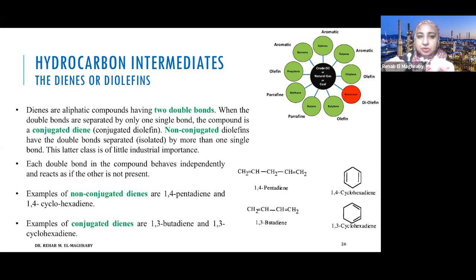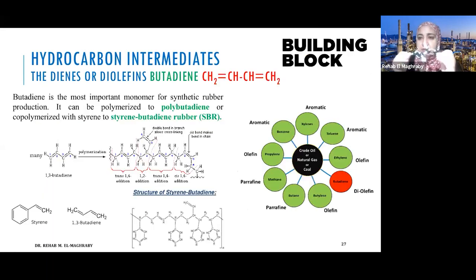Two important diolefins for the petrochemical industry. The first one is butadiene. If you look at butadiene and the many components that you can get from it, you will see how important it is. For example, butadiene by itself can be polymerized to polybutadiene. Butadiene can react with styrene and give butadiene styrene rubber, which is one of the SBR.